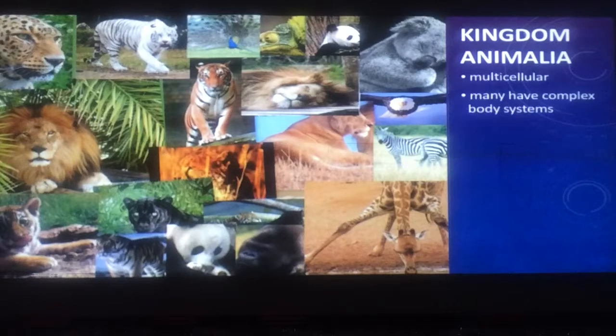For instance, the humans, they are classified in this kingdom. For instance, we have the respiratory system for breathing. We have the digestive system for eating. We have the circulatory system to move the blood through our body. We have the skeletal system, our bones. We have the muscular system, which is our muscles. We have so many complex body systems that all work together as one machine. And many of these animals that you see in this picture have very similar body systems.